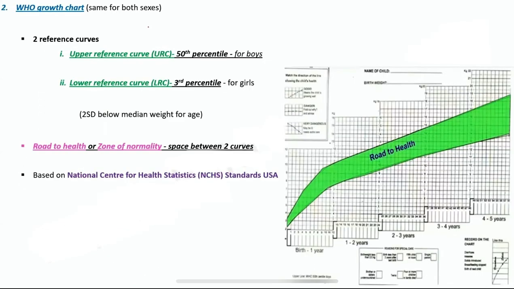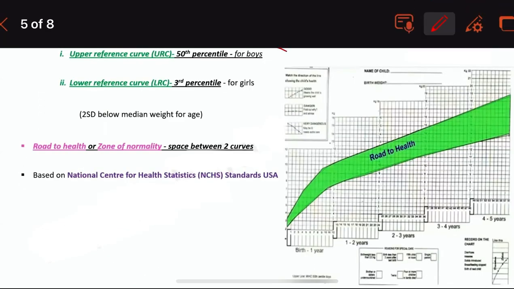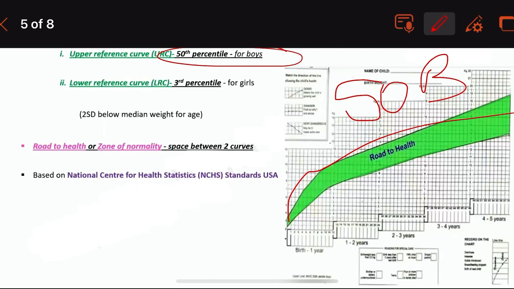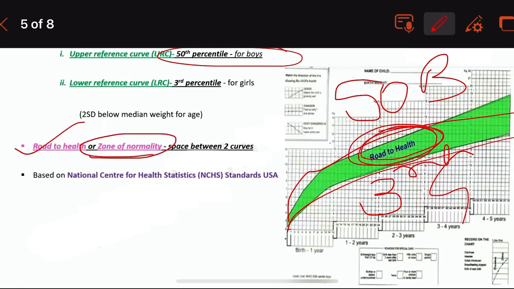Next, World Health Organization growth chart, 50th percentile. The upper reference value curve is of the 50th percentile for the boys. Lower reference curve is the 3rd percentile, it's for the girls. And it is a road to health chart. Growth chart is also known as road to health chart, or the zone of normality.